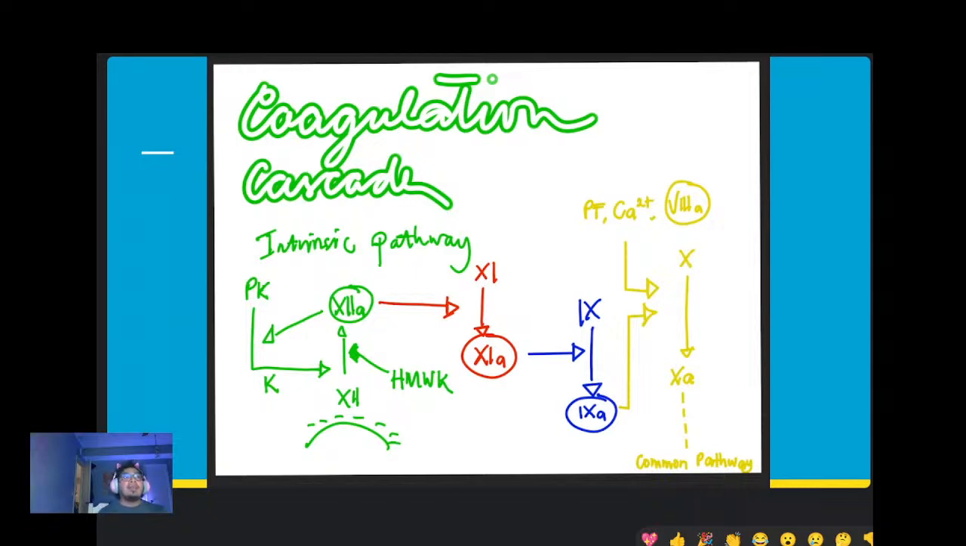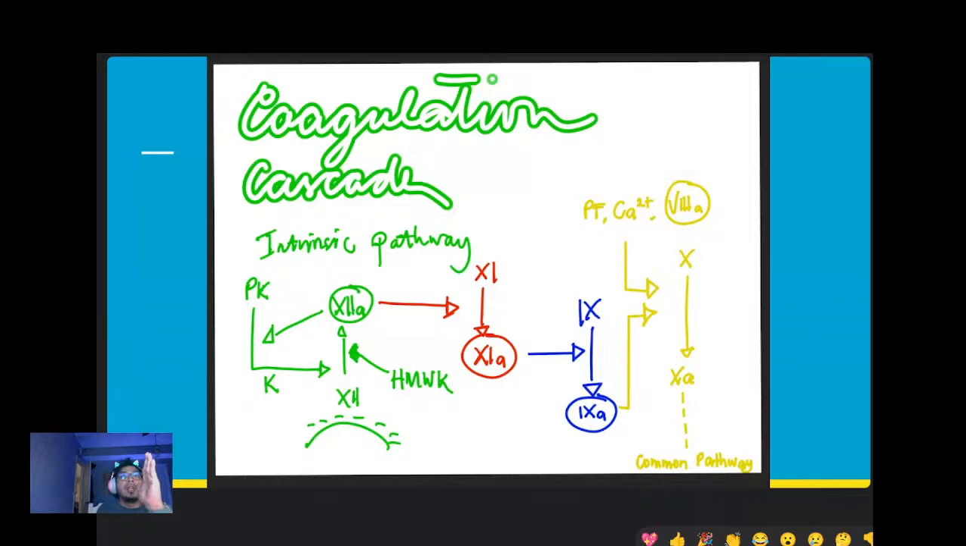Diba? Activated factor 12 will react with the inactive form of factor 11 to form activated factor 11. Factor 11 will then react with another inactive factor, which is factor 9. That then will form activated factor 9.